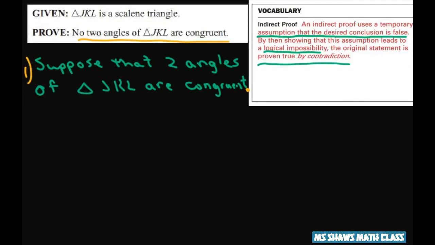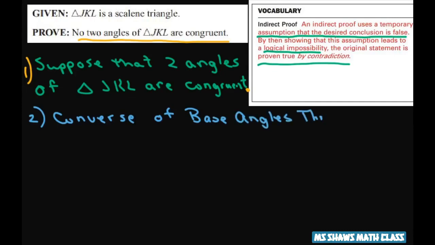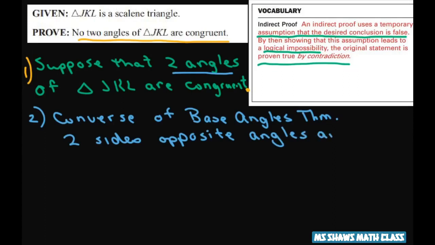Now, by the converse of base angles theorem, so we're going to write converse of base angles theorem, that means that the two sides opposite these angles are congruent. So if the angles are congruent, then the two sides opposite the angles are congruent, by the base angles theorem.